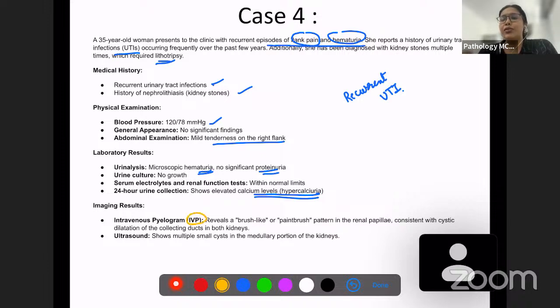IVP, which is intravenous pyelogram, reveals a brush-like or paintbrush-like pattern in the renal papillae. This is because of consistent dilatation of the collecting ducts in both the kidneys. Ultrasound also shows multiple cysts in the medullary portion. This is a great clue. So you have multiple cysts in the medullary portion of the kidney. This is nothing but medullary sponge kidney.